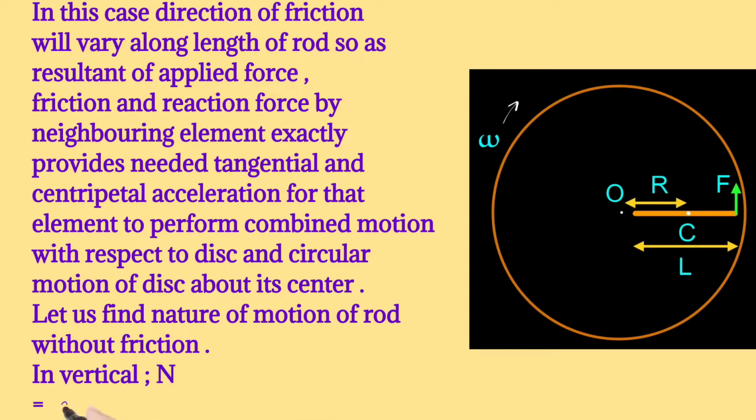With respect to this, let us find the nature of the motion of the rod without friction. First of all, consider without friction, and in the vertical direction, without any condition, N is equal to mg. Let us come to the next page.